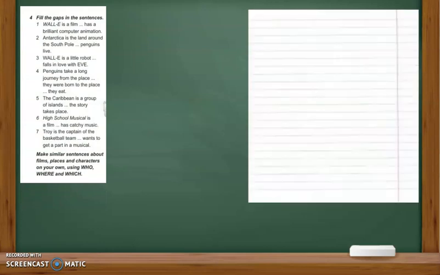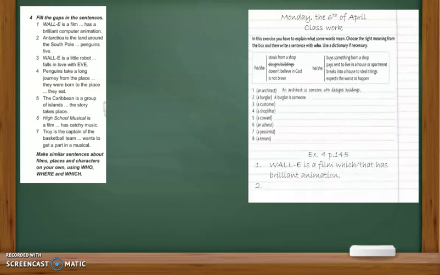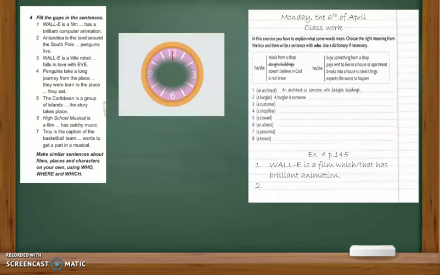Now let's do exercise 4 in your copybooks, please. For example, Wall-E is a film which or that has brilliant animation. You should fill in the gaps with what, with when, which, who, that, and so on. So you should complete this task in 10 minutes. Start working, please.